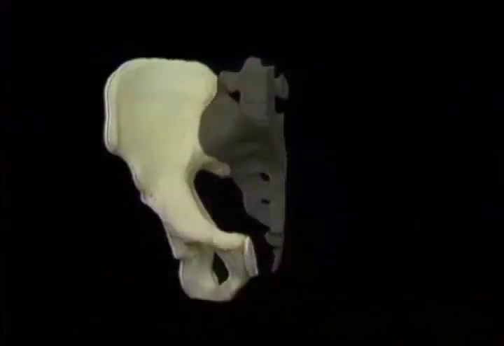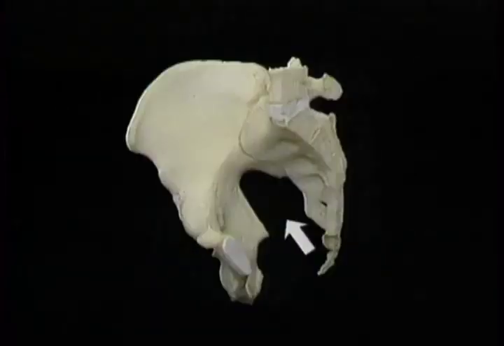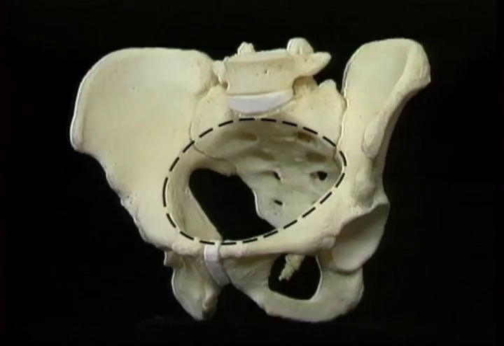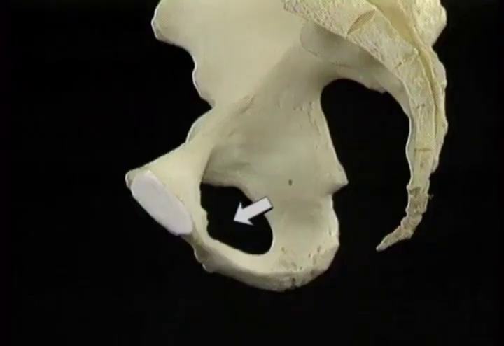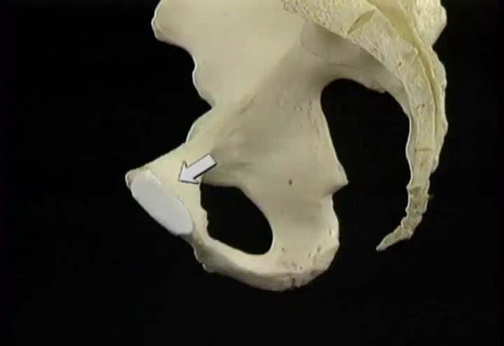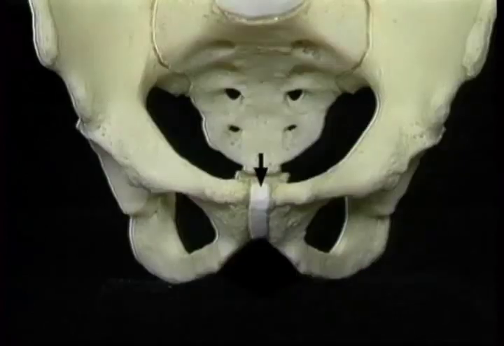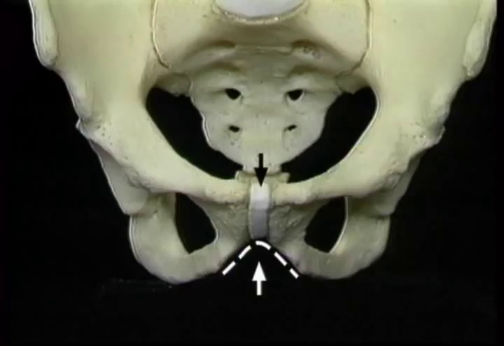Here's the hip bone, the sacrum, and the coccyx. Here's the sciatic notch. Here's the pelvic brim. Here's the obturator foramen, the body of the ischium, the ischial spine, and the ischial tuberosity. Here's the body of the pubis, the ischiopubic ramus, the pubic symphysis, and the pubic arch.